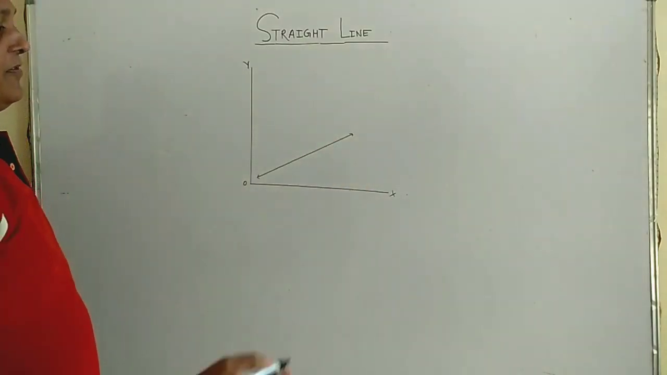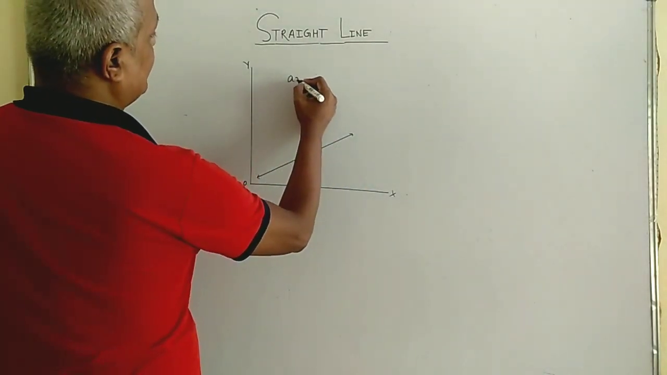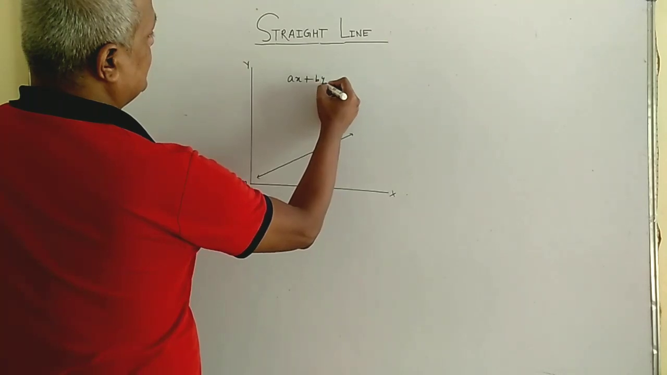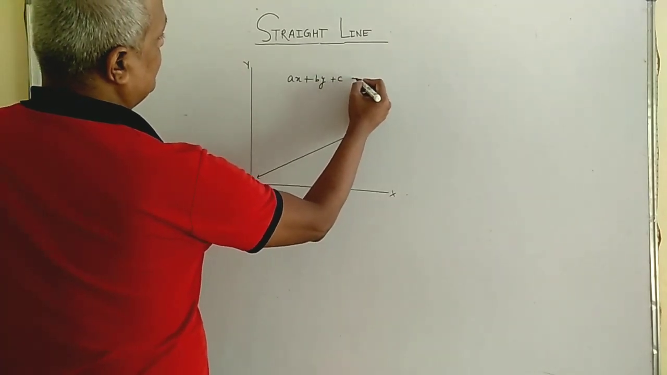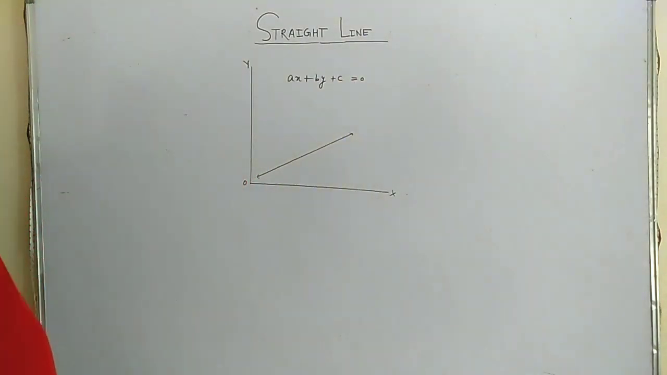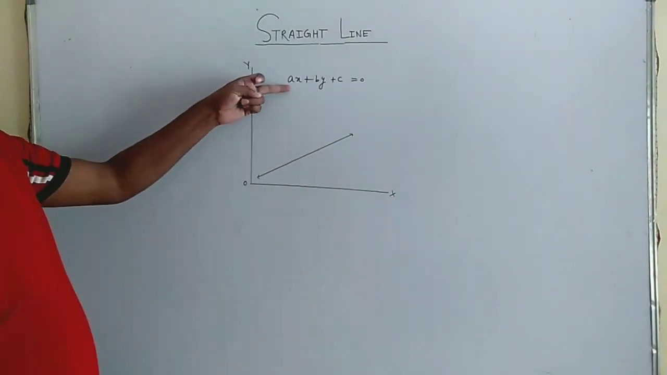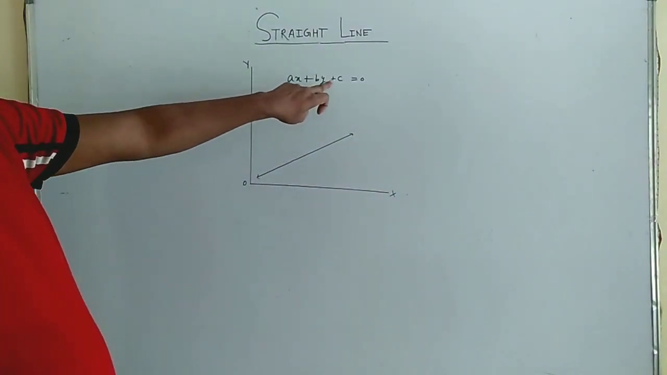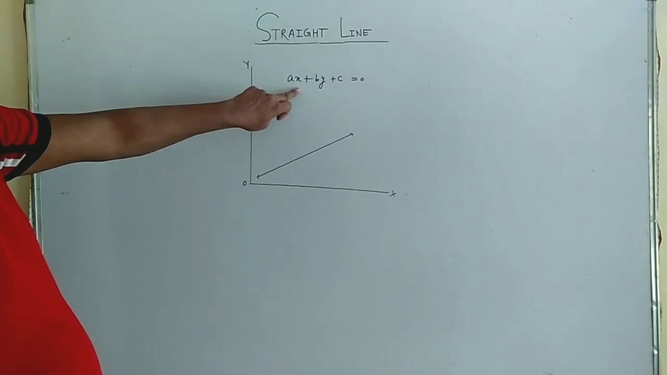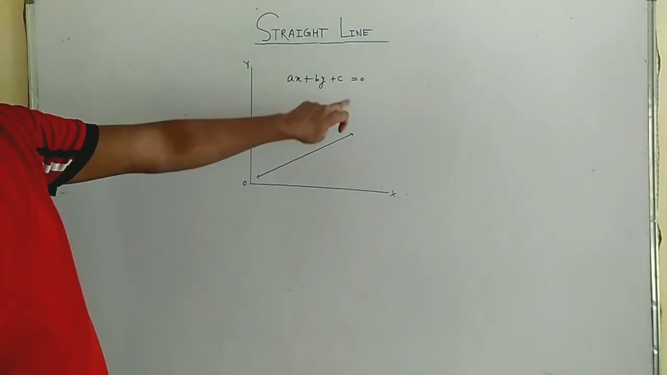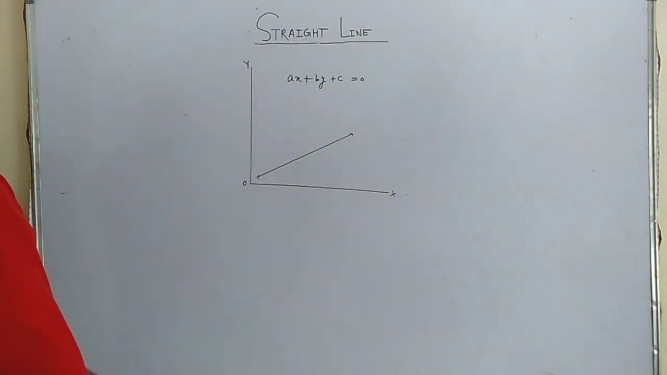The general form of a straight line is AX plus BY plus C equal to 0. This is your straight line. It represents AX plus BY plus C equal to 0. A is the coefficient of X, B is the coefficient of Y, and C is a constant term. This represents a straight line.